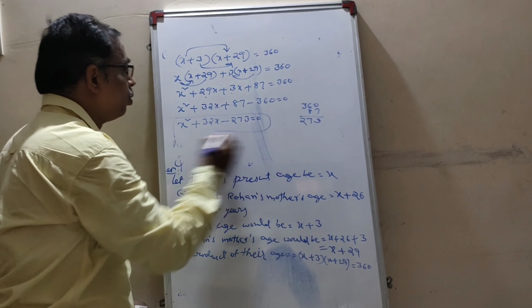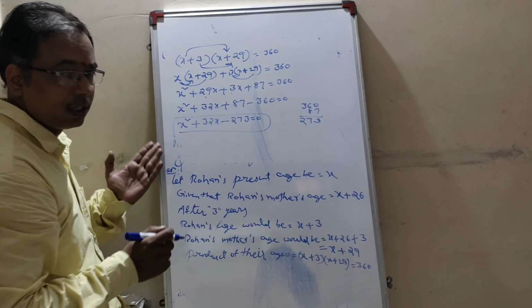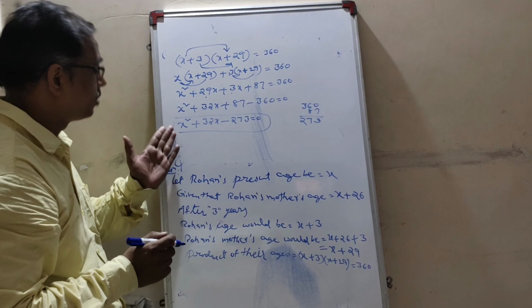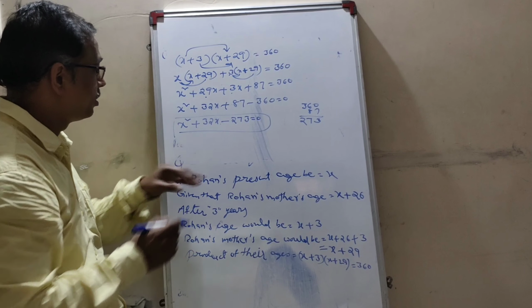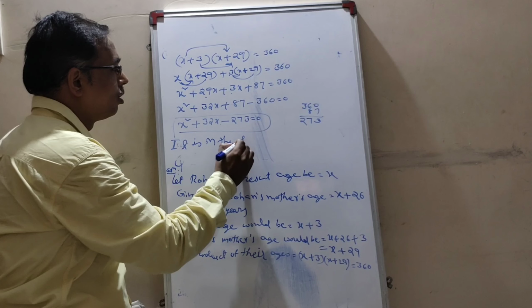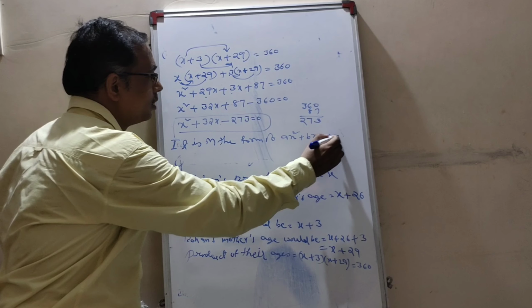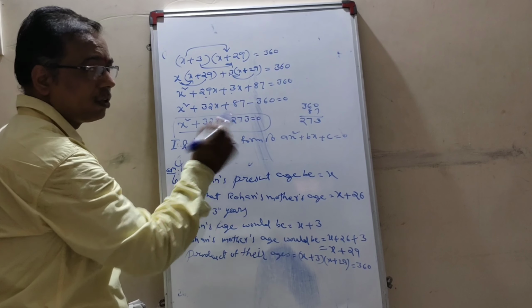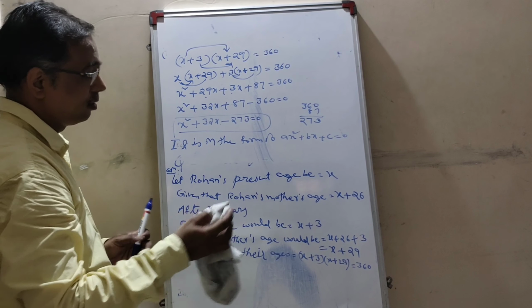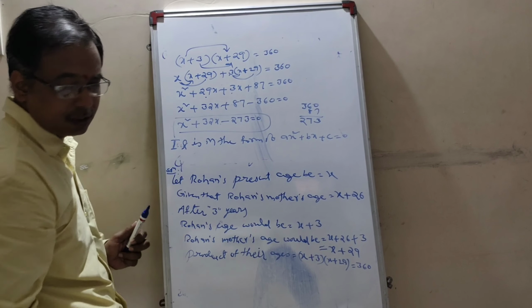This is our required answer. No need to solve it. We have to write only the quadratic equation. So we can say it is a quadratic equation. Why? Here we have the x square term, the x term and the constant. That is, it is in the form ax square plus bx plus c equal to 0. So it is a quadratic equation form. That's why we can write quadratic equation forms by seeing such situations.